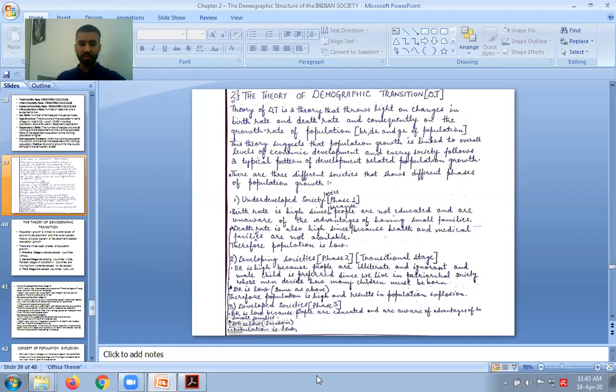So what happens here is that birth rate is low. Now, why is birth rate low? I have already told you that birth rate is always going to be linked with education, because people are educated here and they are aware of the advantages of having a small family, right? So birth rate is low in developed society because people are educated and are aware of the advantages of having small families. So they always try to keep their families as small as they can.